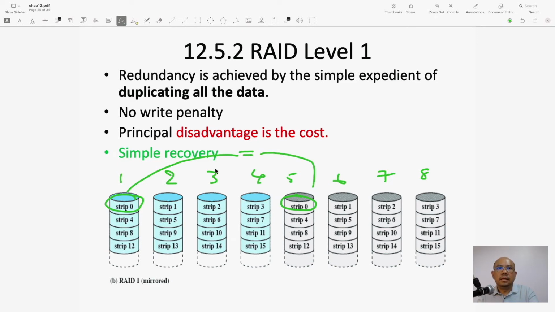The advantage here is a redundant function, but at a very high cost. For example, if you buy these hard drives at about 5,000 baht each, then 5,000 multiplied by 8 is 40,000 baht for building this system.